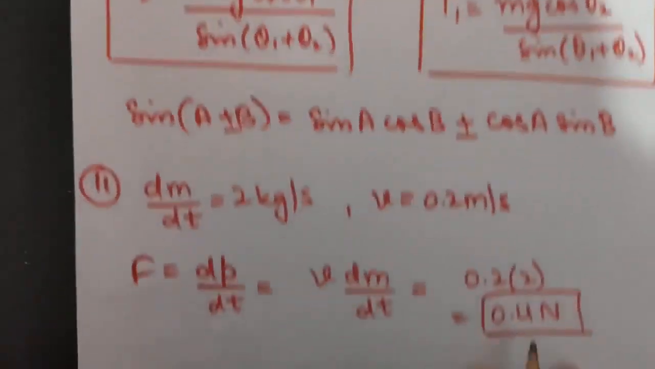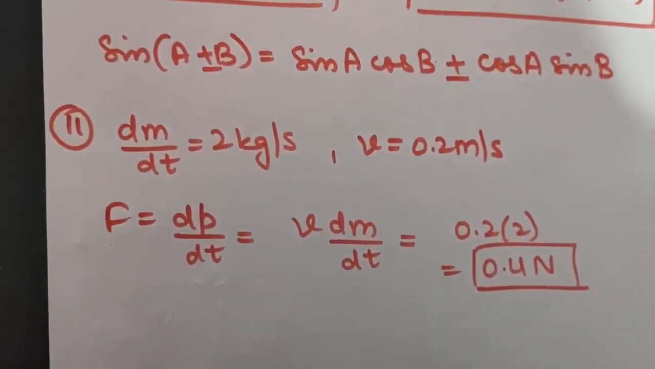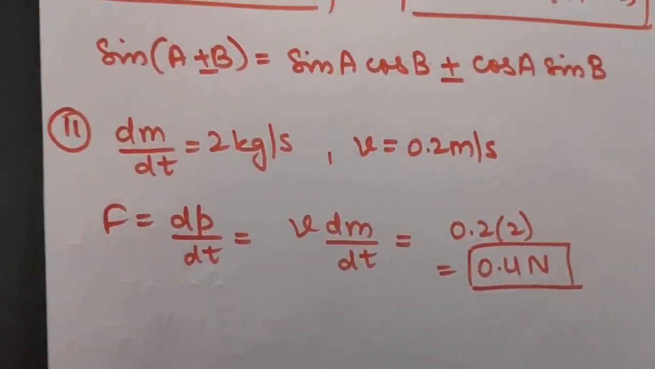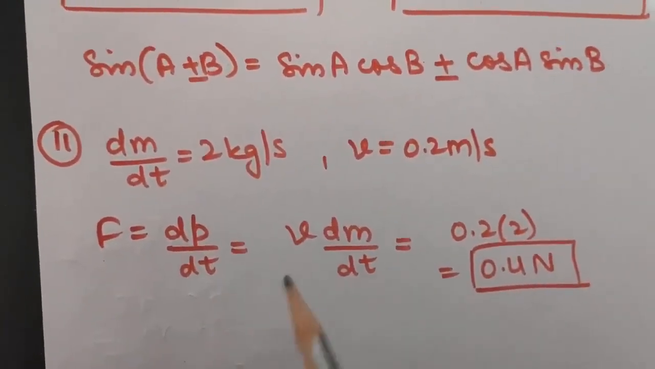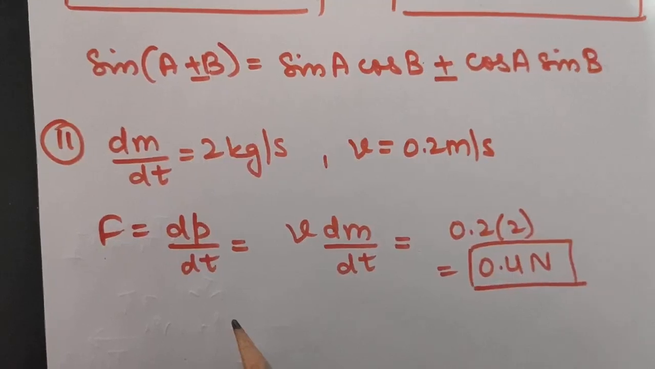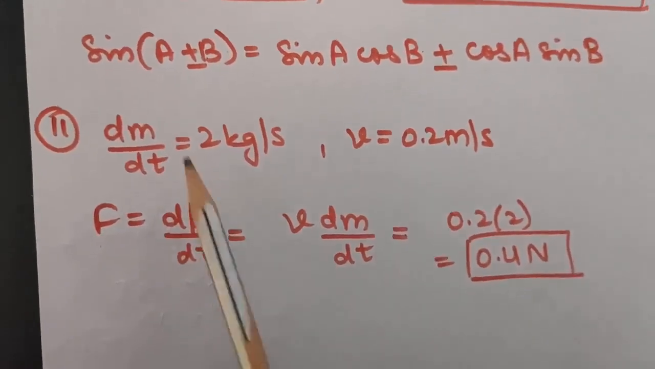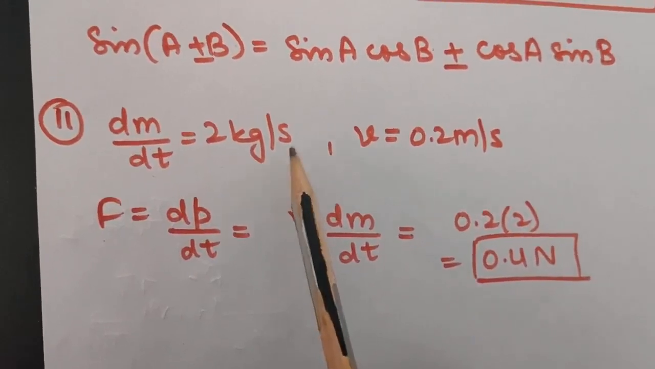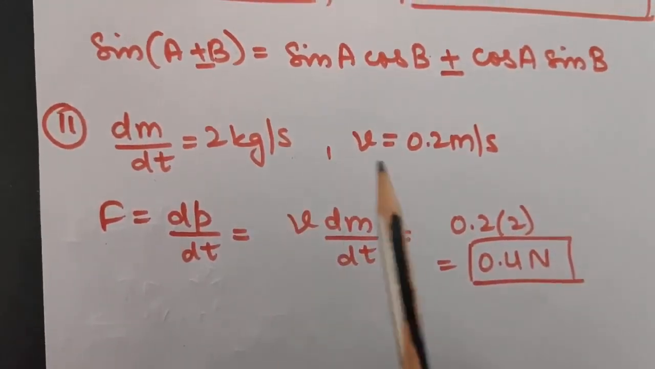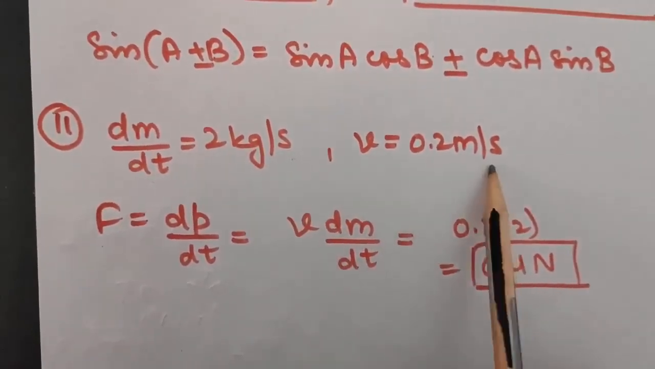Okay, so the next is question number 11. It says sand drops vertically at the rate of 2 kg per second. That means again you are given dm by dt to be 2 kg per second on a conveyor belt moving horizontally with a speed of 0.2 meter per second.